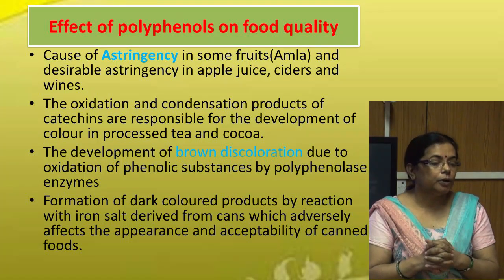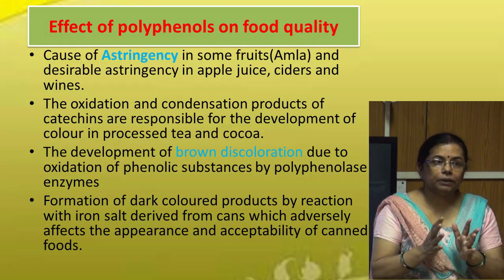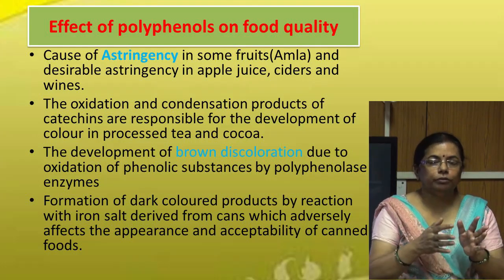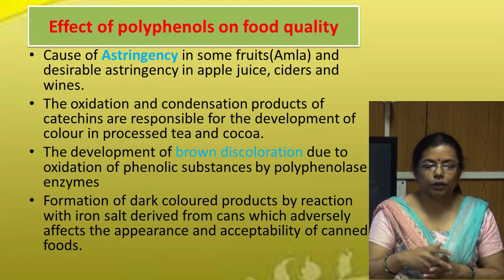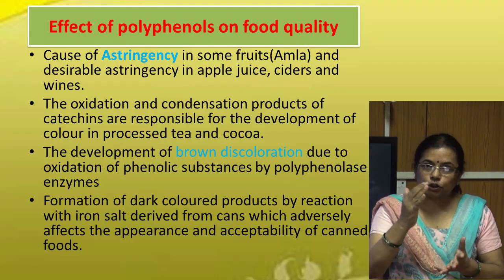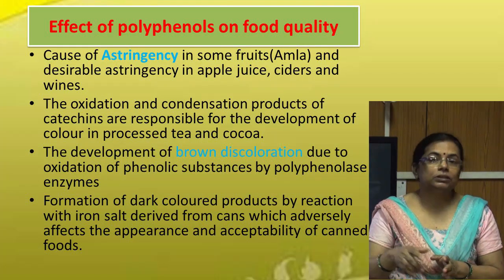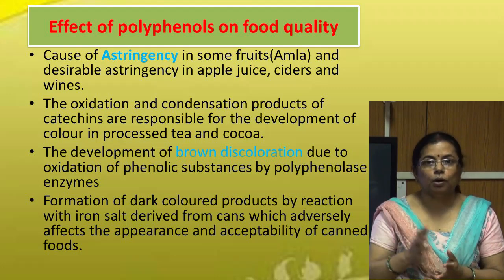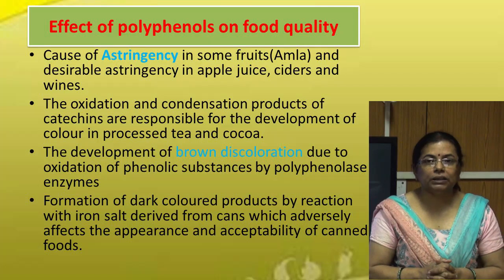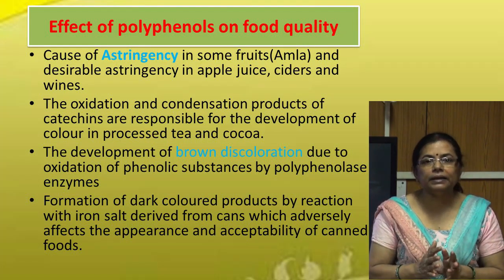I have already told you regarding enzymatic browning. Enzymatic browning is due to the enzyme phenolase, which is also known as polyphenol oxidase, tyrosinase, or catecholase, and the substrate of this enzyme is phenol. It acts on phenols, oxidizes them to orthoquinones, and orthoquinones later polymerize to produce brown colors. Dark colored products also form by reaction with iron salts derived from cans, which adversely affects the appearance and acceptability of the canned food.